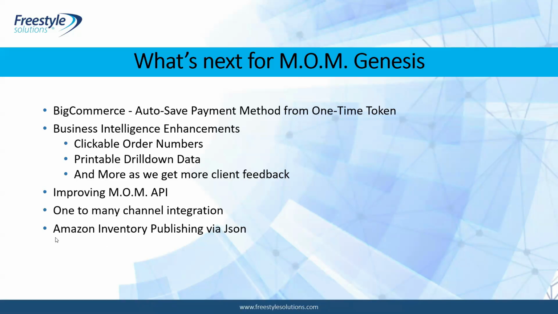Right now, I'm in the middle of working on inventory publishing via JSON. The Amazon SP API has updated their create feeds and such to JSON from XML, so we had to make those updates. We're looking at those updates now and putting them into Genesis. So that's what's coming. Like we said earlier, this is the first release. There are about 77 new features there, and every quarter we're going to be adding more.